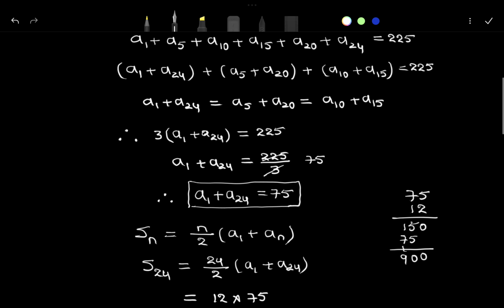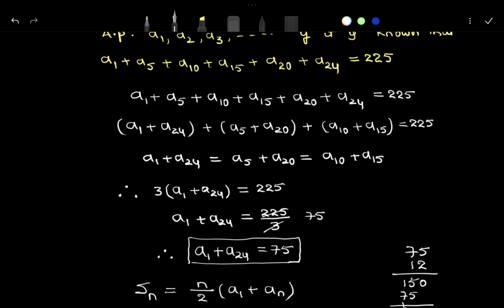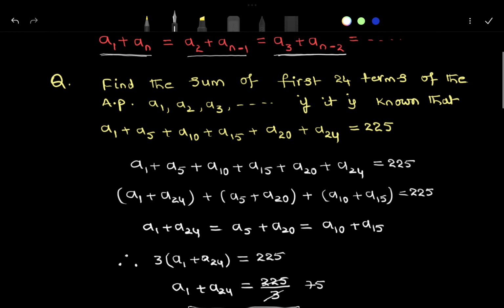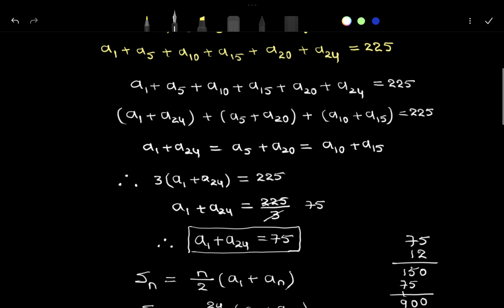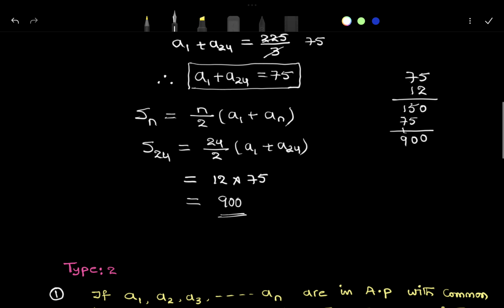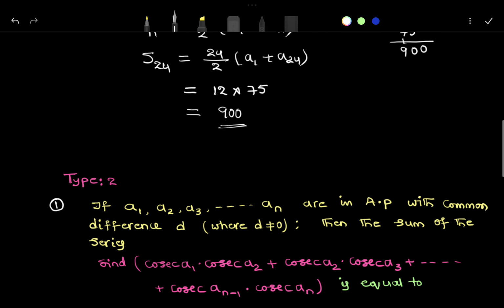Now this is a very logical question. Not all the terms are given, only particular terms: the first term, fifth term, 10th term, 15th, 20th and 24th term. According to the above property, you can find the required result, the sum of the first 24 terms. Okay, now we will see one more model question.